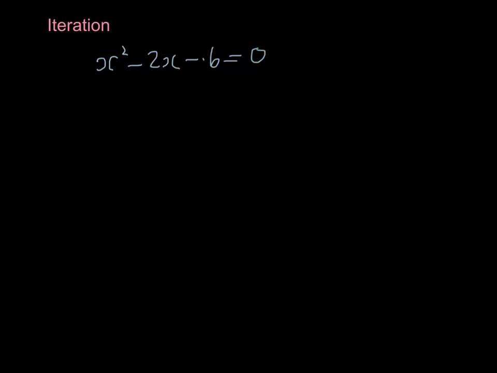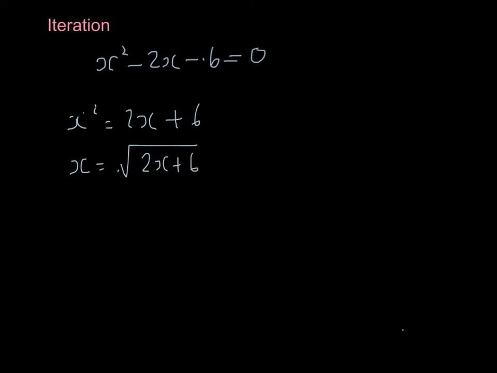solve by other methods. So we're going to start off by rearranging the equation in various ways to have an x on the left hand side. So one way we could do that would be to say, okay, x squared is equal to 2x plus 6, so x is the square root of 2x plus 6. Okay, so that's one way.